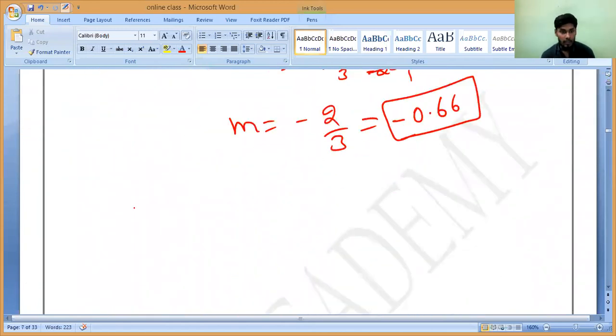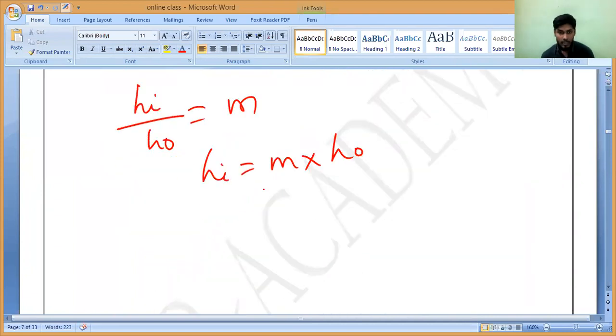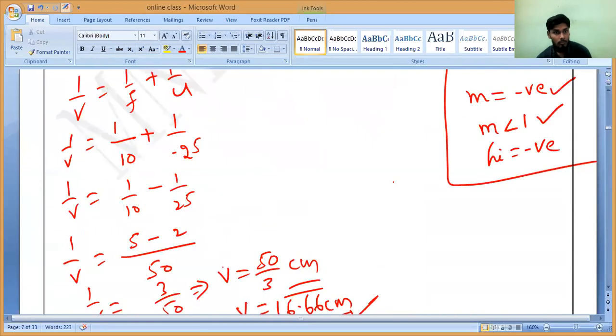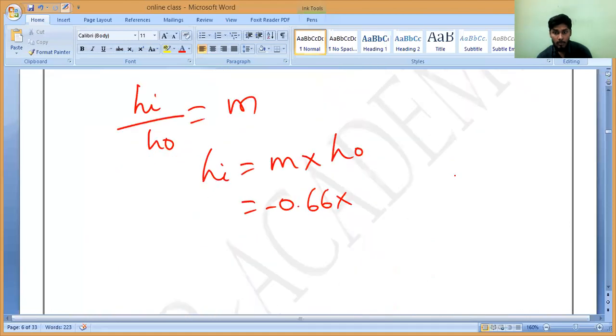Next, the height of the object and the height of the image. So the height of the image divided by the height of the object equals the magnification. So the height of the image is equal to magnification into height of the object. Look quickly: magnification is minus 0.66, into the height of the object. How much is the height of the object? Plus 5 centimeter. So multiply it and tell me fast, all of you.